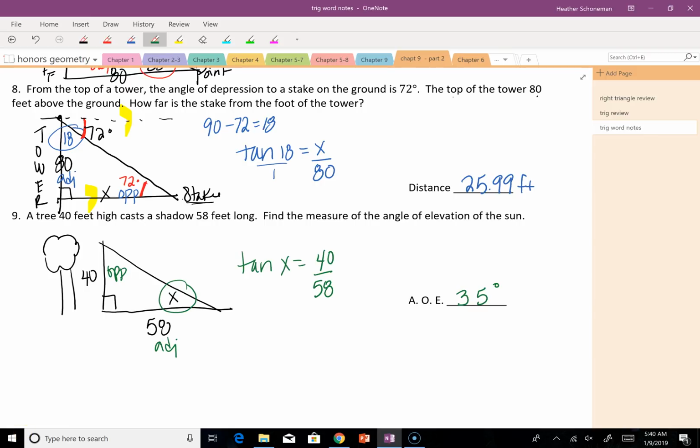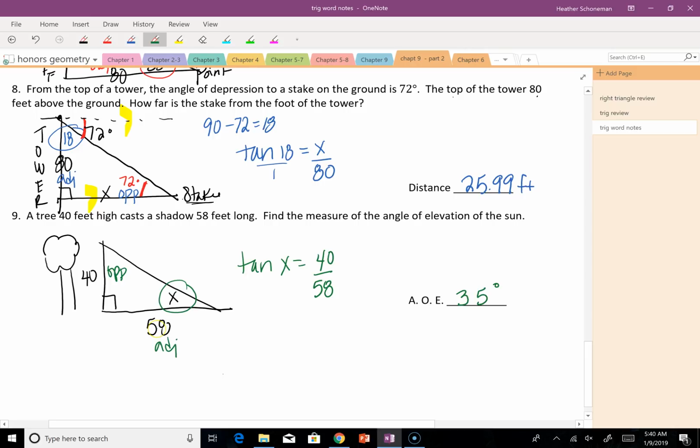Here is the answer. The tree is 40 feet high, the shadow is on the ground, you're finding the angle of elevation, which is x. Two things to point out. One, to solve for this, remember it's because you're solving for an angle, this is when you're using the inverse. Two, because it's an angle, I round to the nearest whole degree.